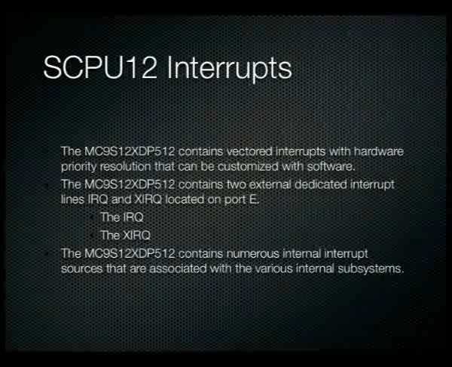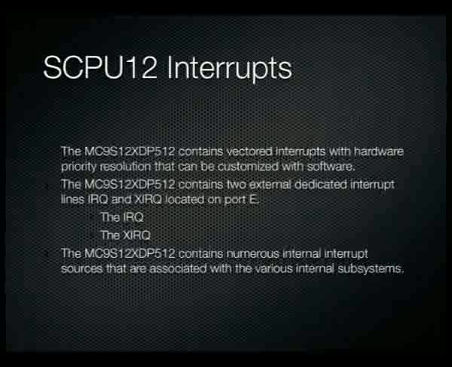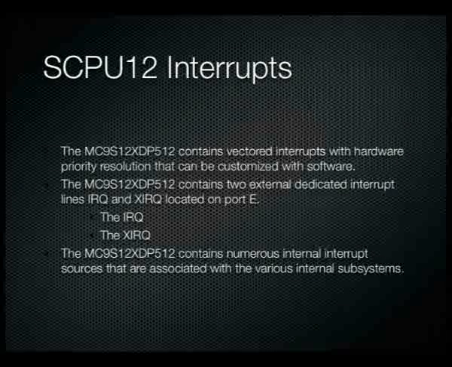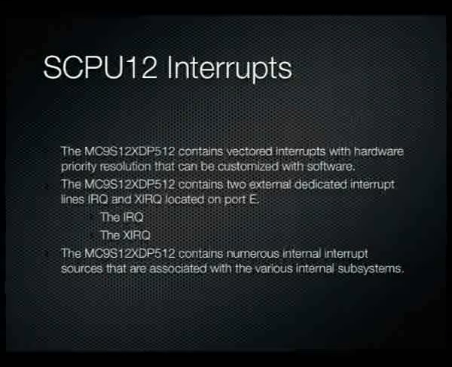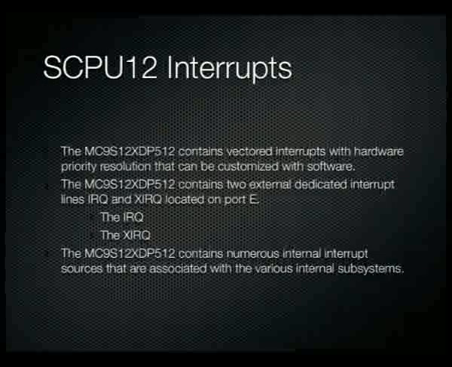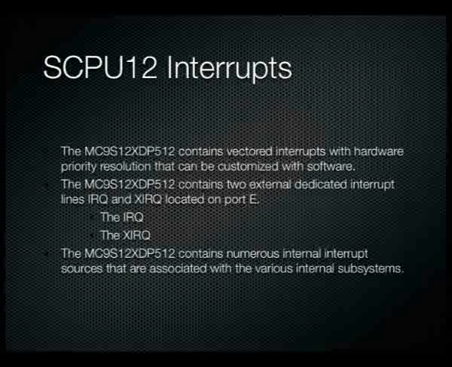So the CPU12S that we have inside our processor actually has a series of interrupts. It has vectored interrupts with hardware priority resolution, so we can actually define which interrupts are more important than others. Okay, and we can customize them using software. So there's a series of registers that we can use to define which interrupts are more important than others.